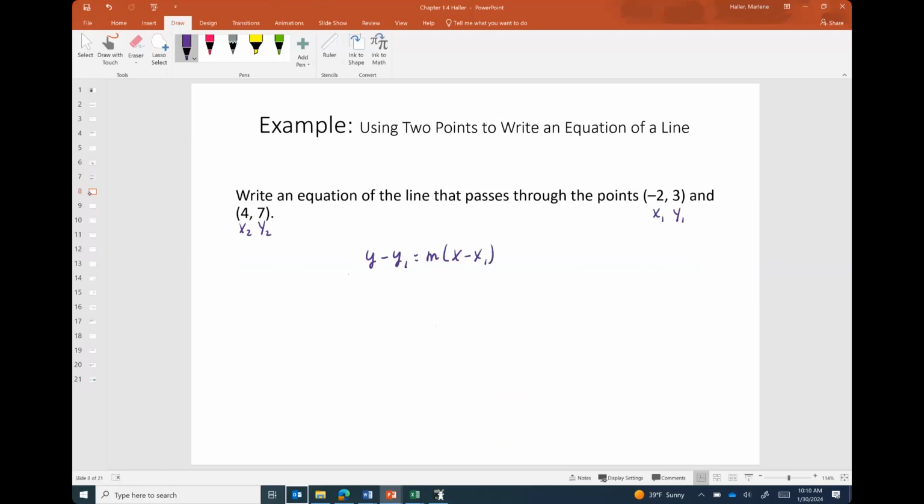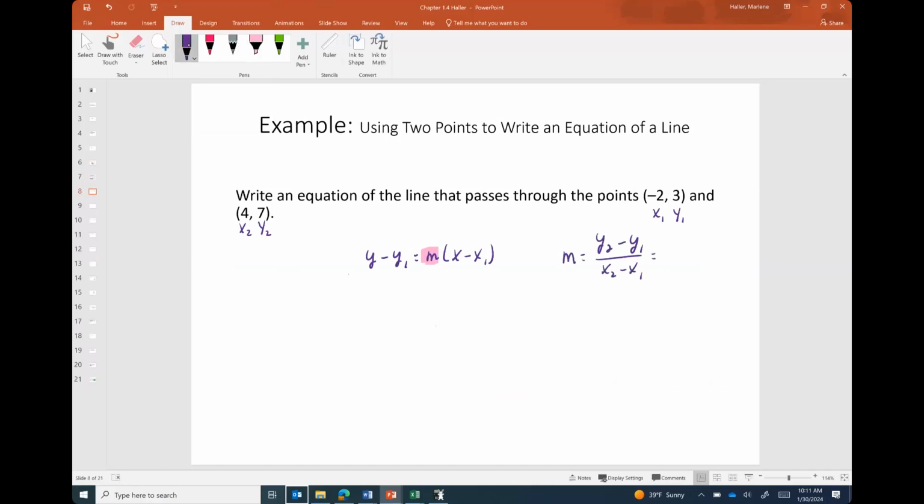We can't simply plug in and use this though, because we don't know what the slope is yet. We've got to find that slope first. We do know how to find the slope, right? We have an equation for that. It's y2 minus y1 over x2 minus x1. Difference in the y's over the difference in the x's, or rise over run.